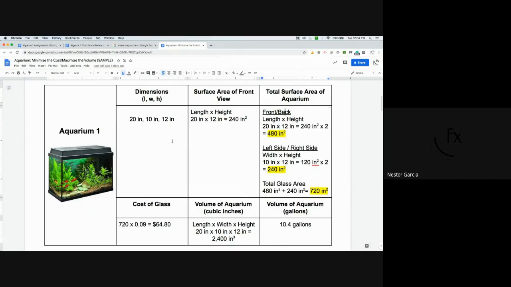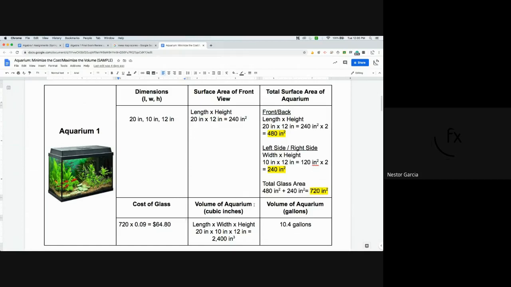Now that you know the total amount of glass you need for Aquarium 1, keep in mind that in the section above, we pointed out that the cost per square inch is 9 cents. We take the 720 square inches and multiply that 720 by 9 cents, or 0.09, and that gives us a total of 64.8. When you turn 64.8 into a money value, we add the 0 at the end and type the dollar sign, and therefore we have a total of $64.80 just for the glass. Keep in mind that doesn't take into consideration any other material that would be used to make your custom aquarium.